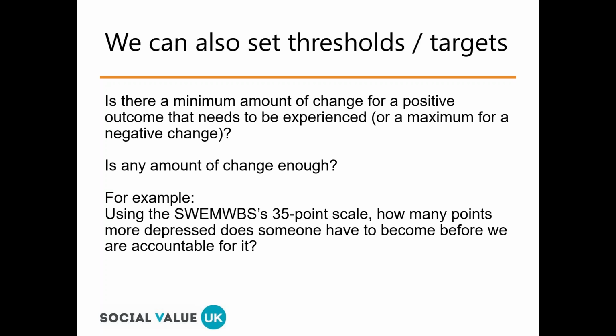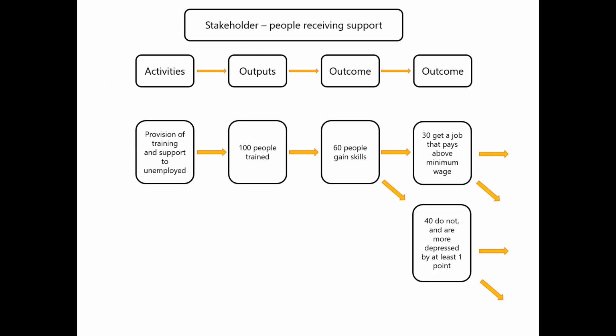We're not able to say what the threshold should be. This is very much down to the organisation in consultation with their stakeholders to identify relevant thresholds. In this case, for a negative change, what is the maximum amount of depression you would accept before changing your activities? Some people may say, of course, that any depression in people is morally wrong and you would change your activities. But that is for an organisation to make an informed decision based on the involvement of their stakeholders.